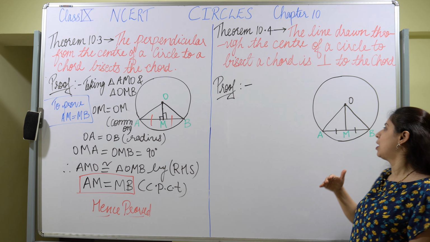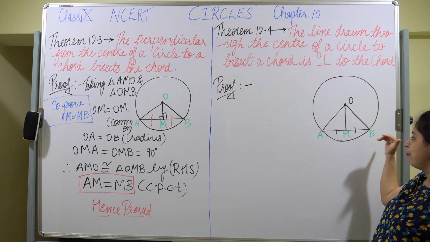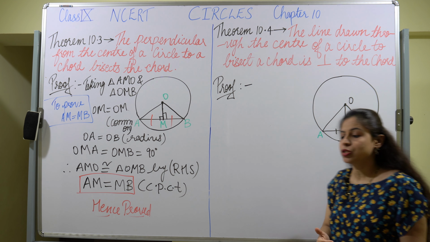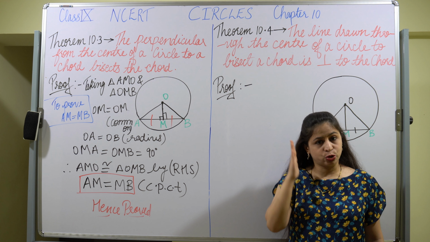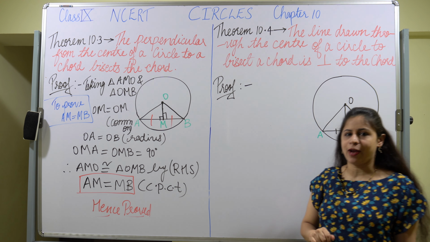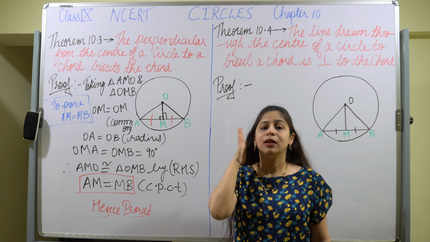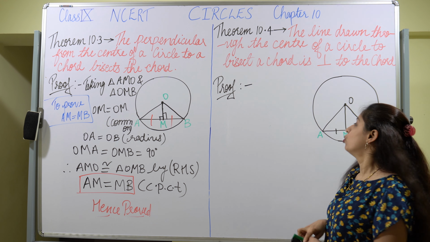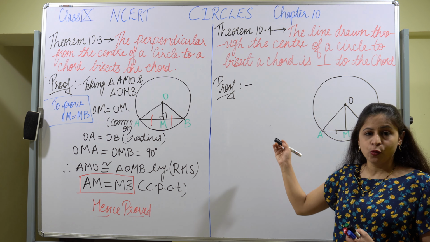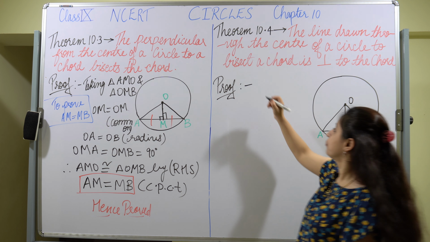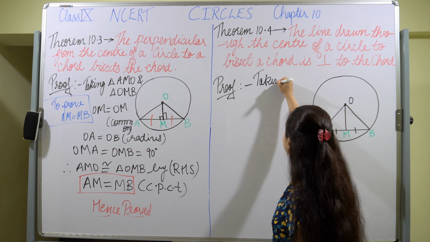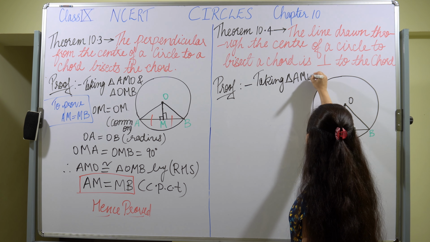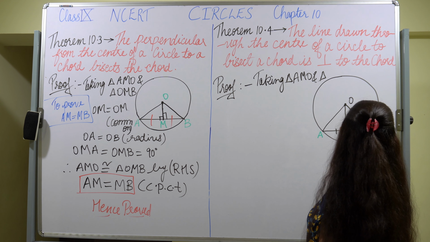Here it is given to us that AM is equal to MB. The line drawn is bisecting the chord, but it is not given that it is perpendicular to the chord. So this we have to prove: that the line drawn from the center of the circle to the chord is perpendicular. We will start our proof by taking the triangles AMO and BMO.